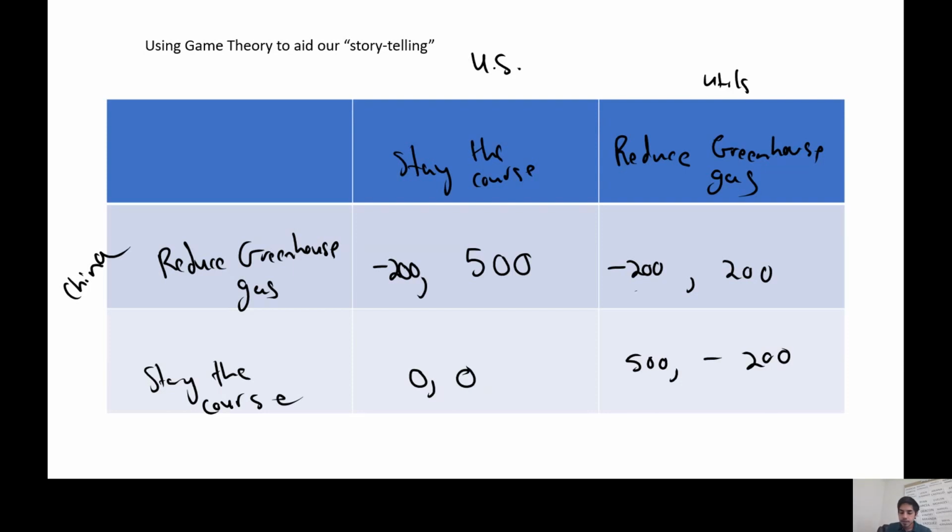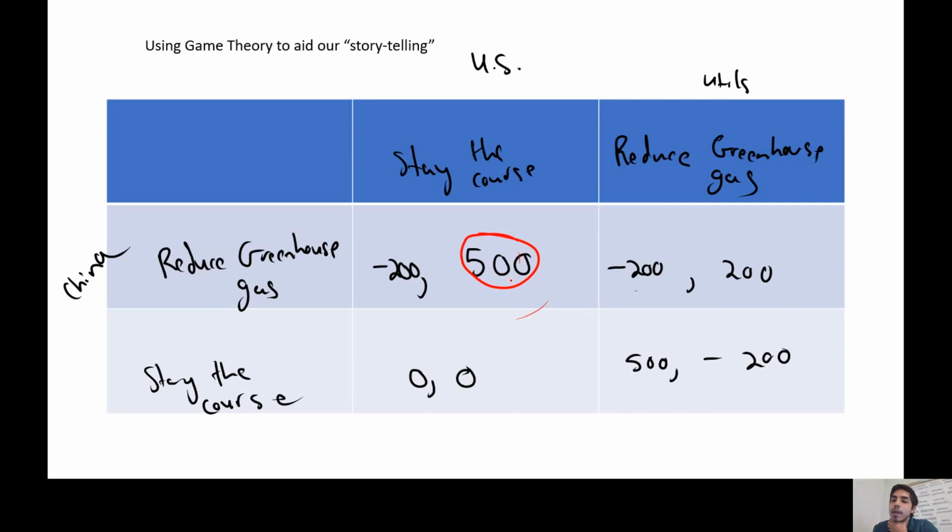Right. And so to solve games, we have to first find dominant strategies. And as long as we have one dominant strategy, we can solve a game. Right. And so what we can do is we can physically cover up one strategy. So let's, for example, look for what is the best response the US can play if China decides to reduce greenhouse gas emissions. So the best response would be to stay the course, right? So I'm going to circle 500, right? Because they get the most amount of utils if China decides to reduce greenhouse gas emissions, and the US gets to shirk the responsibilities of reducing greenhouse gas emissions and stay the course, right?